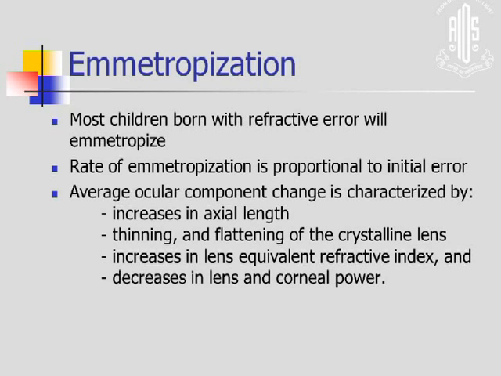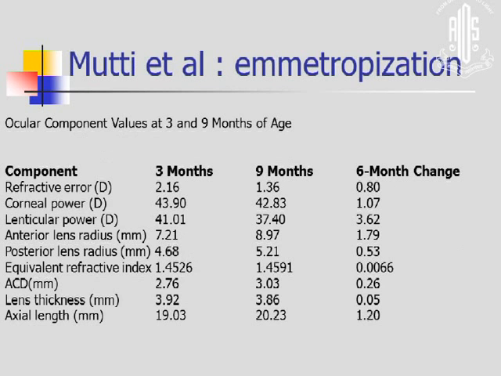And the components of ocular change, Dr. Swati has already listed some of these components which actually bring about the final change as far as the refraction is concerned. And as you see here, the axial length has increased by almost 1.2 millimeters here, but the refractive error has reduced over the same period, and the corneal power as well as the lenticular power have also reduced, compensating for the change in the axial length.